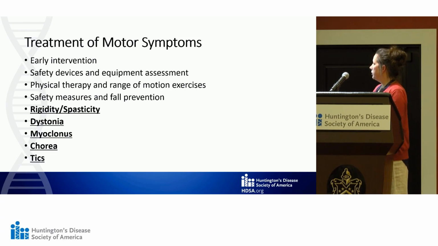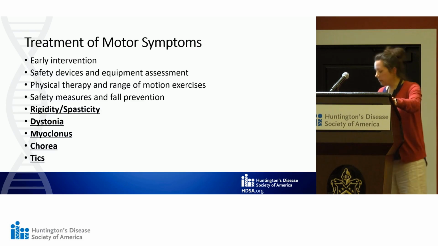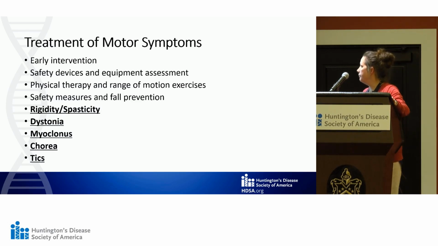So treatment of motor symptoms. We want to get in there early. We want to make sure that they are living in a safe environment and that they have safety devices and equipment to meet their needs as their disease progresses. And I'll share with you some of the equipment that we found helpful over time. We want to get physical therapy and what we call range of motion exercises in place early, because as these kiddos progress, they can become more rigid, more dystonic, stiffer, and the range of motion, that's your ability to extend and flex your arm, diminishes over time, and you start getting tight and stiff. We want to make sure that we're doing range of motion exercises.